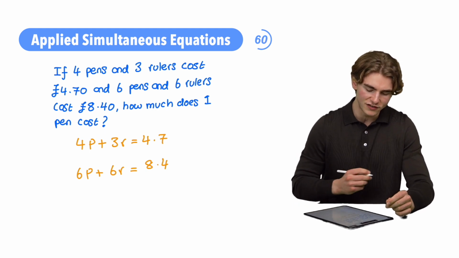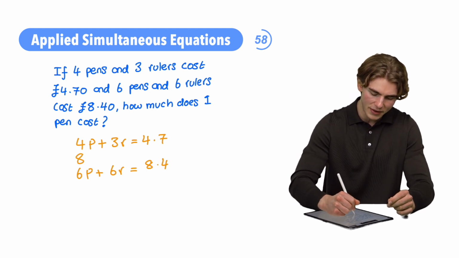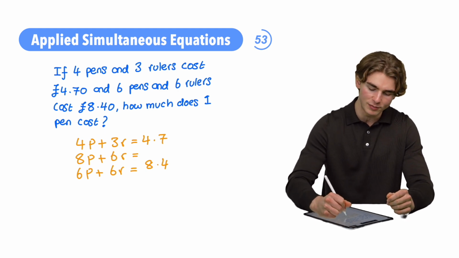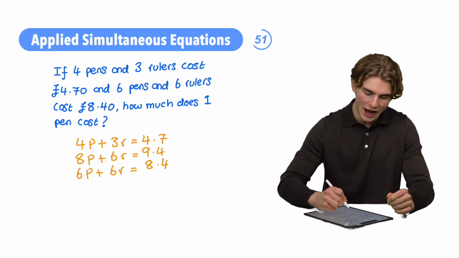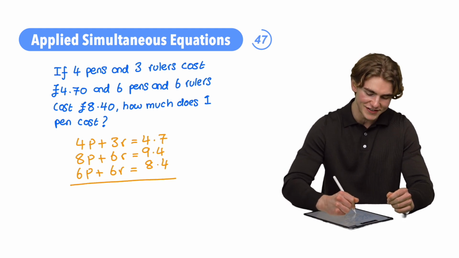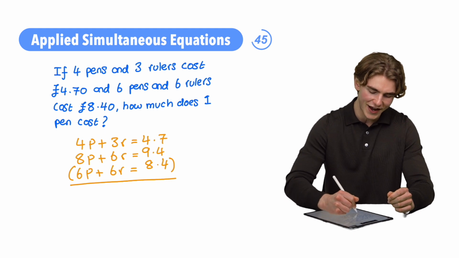So multiplying this first equation by 2, we're going to get 8p plus 6r is equal to 4.7 times by 2. That's going to be 9.4. Now, guys, what we can do is we can take our third equation it is now and subtract that from our second. What are we going to get?